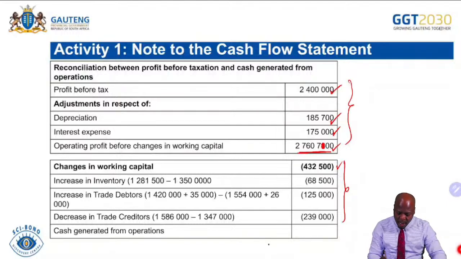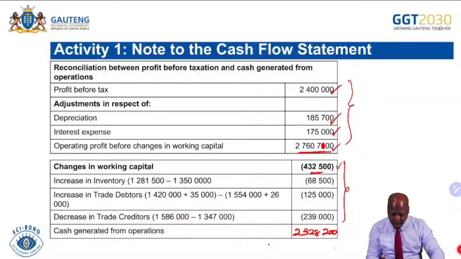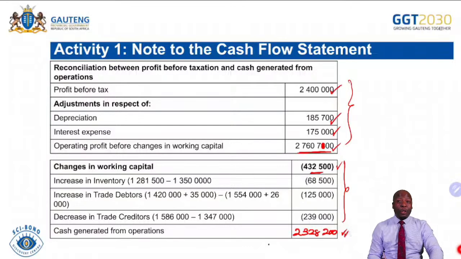After you have done that, then you now say minus the 432,500, which is what we have there. Once you do that, then you are now going to get your total, which is 2,328,200. Then you end up with 2,328,200. This becomes the final amount on your note. That becomes the cash generated from operations.